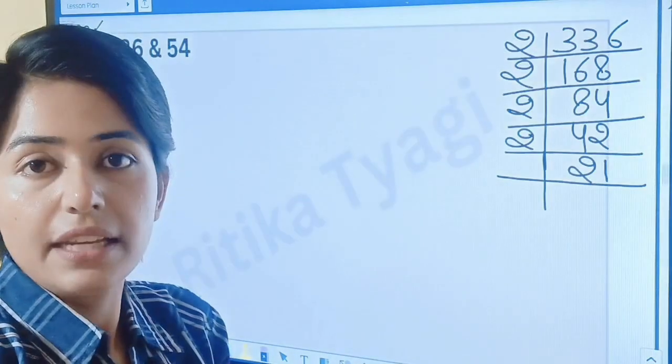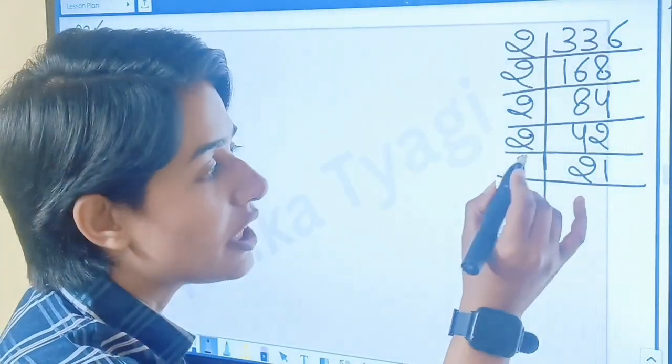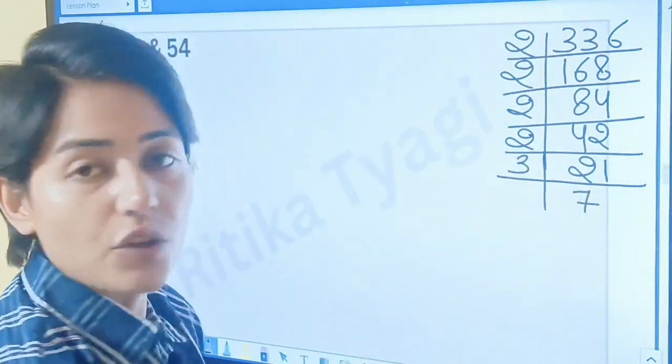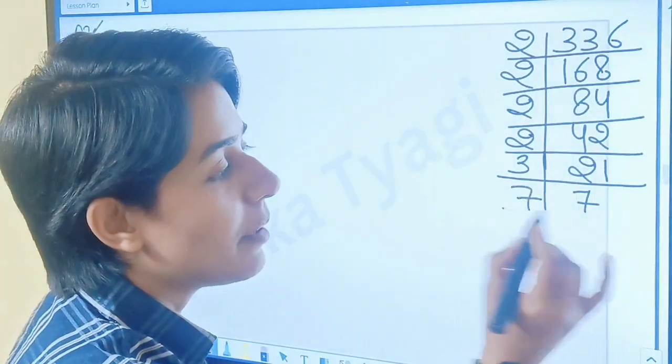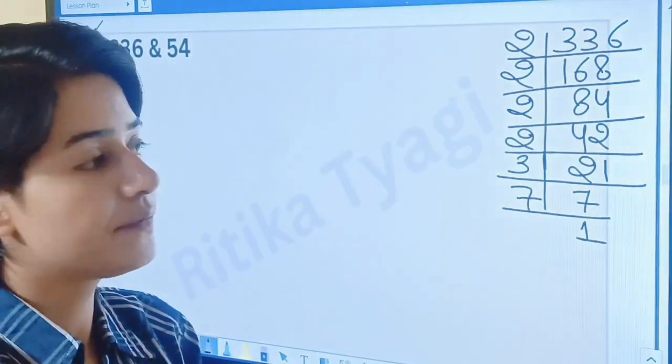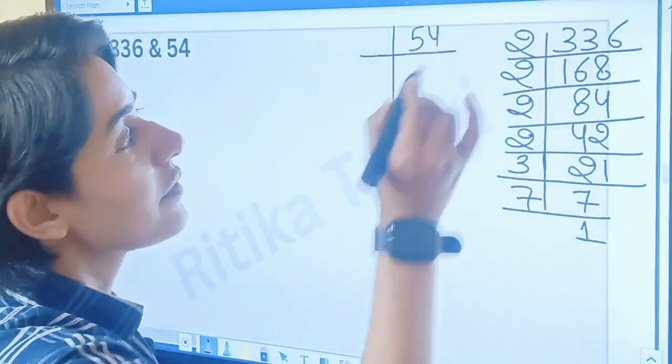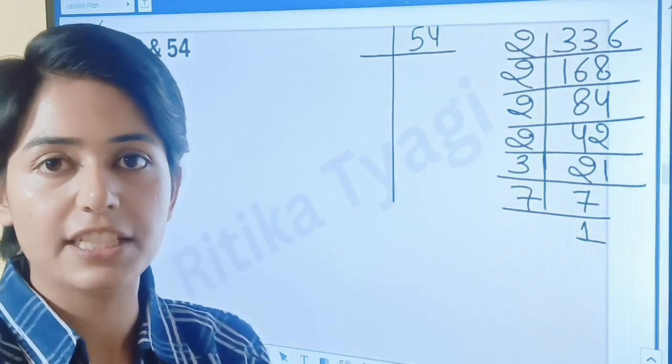Now 21 is an odd number and we know that 21 is divisible by 3. So we get 7, and 7 is a prime number which is divisible by itself. Factorize 54. 54 is an even number because the end digit is 4.